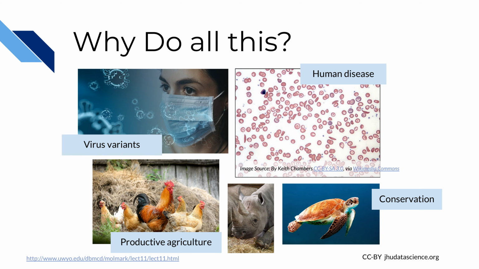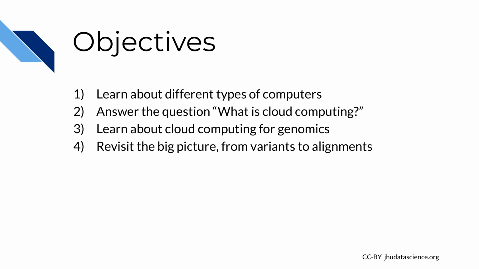Remember that variant detection can have many applications. These range from understanding virus outbreaks and detecting genetic diseases like sickle cell anemia, to crop and livestock breeding and wildlife conservation. In this module, we learned more about different types of computers. We also answered the question, what is cloud computing? We learned about how cloud computing can be applied when working with genomics data. Finally, we looked at how variants, alignments, and cloud computing all fit together.